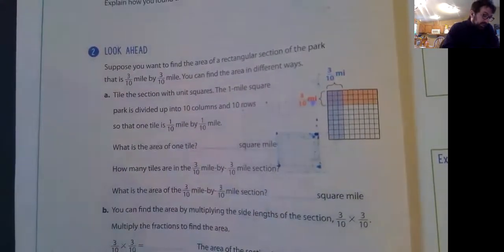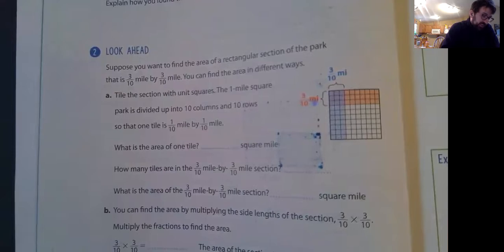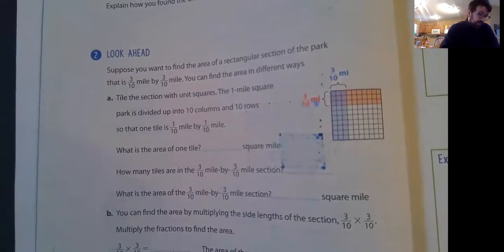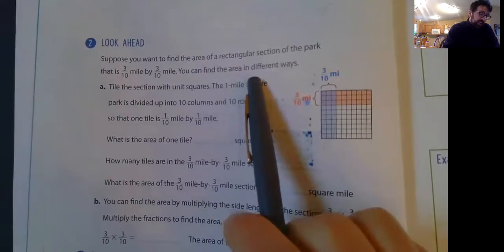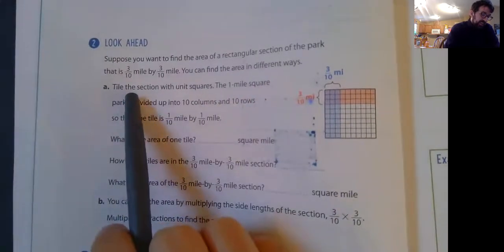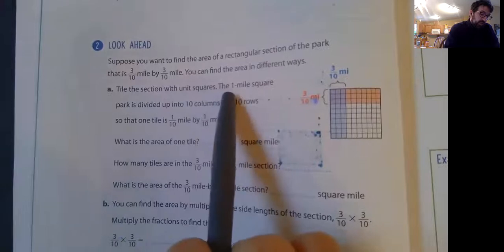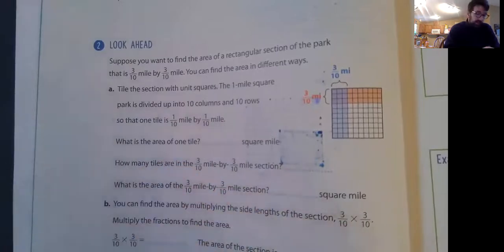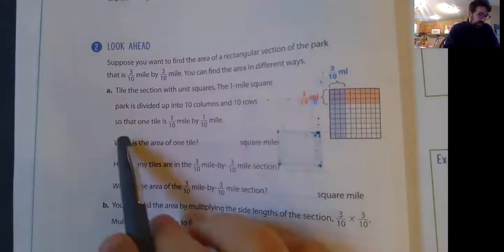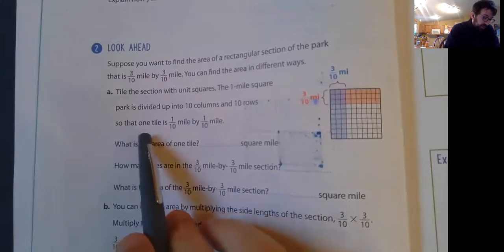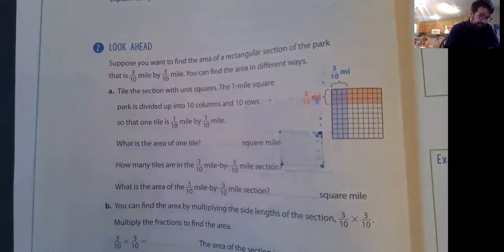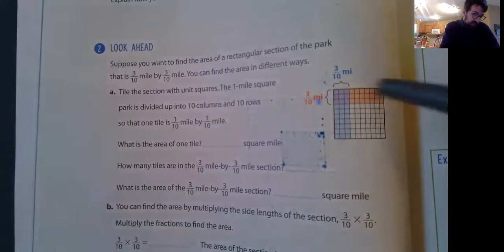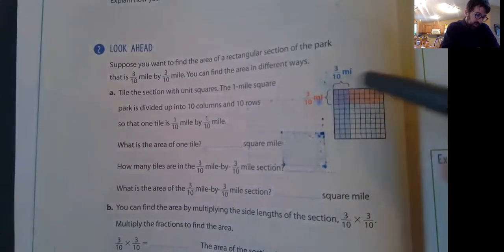Okay, it says, suppose you want to find the area of a rectangular section of the park that is 3/10 of a mile by 3/10 of a mile. So last time it was 5/10 by 5/10. Now it's 3/10 by 3/10, right? You can find the area in different ways. Okay, tile the section with unit squares. The 1 mile square park is divided up into 10 columns and 10 rows. That's literally exactly what we talked about, right? 10 columns, 10 rows. So one tile is 1/10 by 1/10 mile, right? One column, one row, each of them are 1/10.